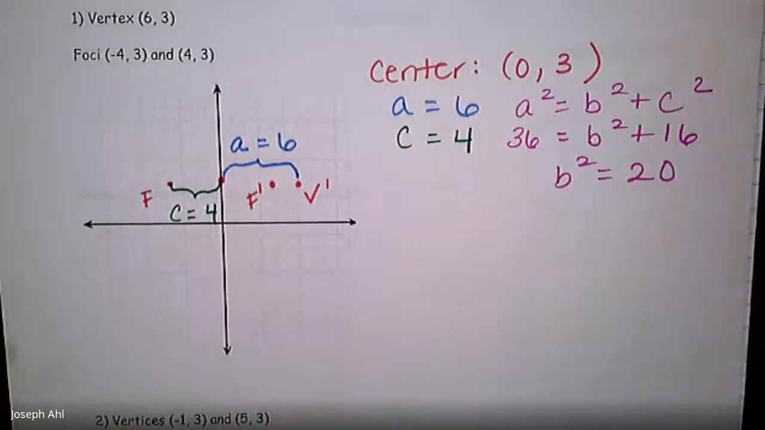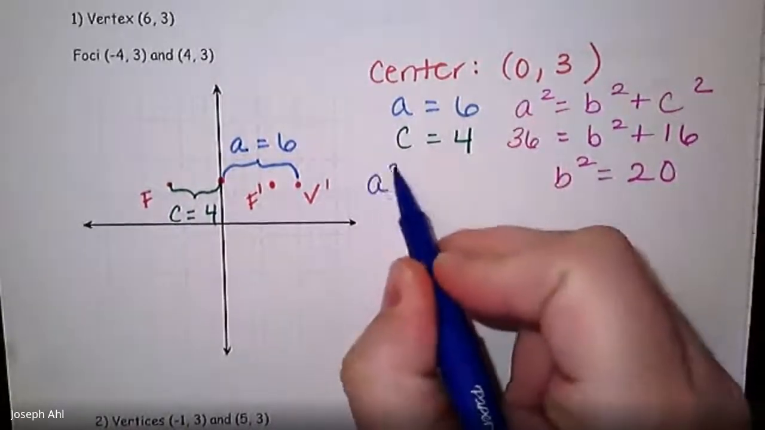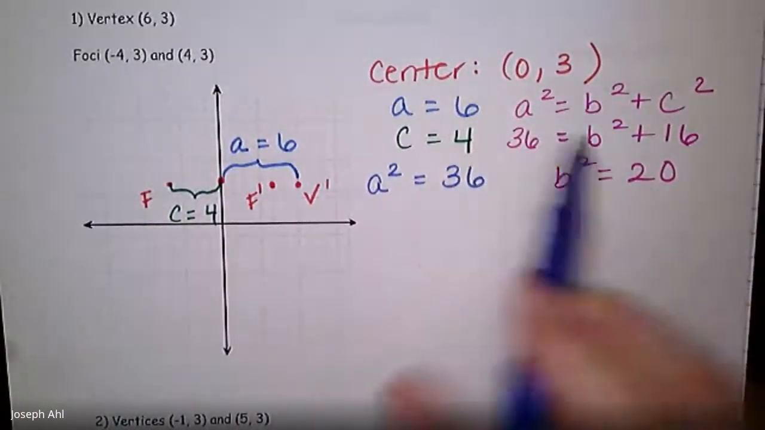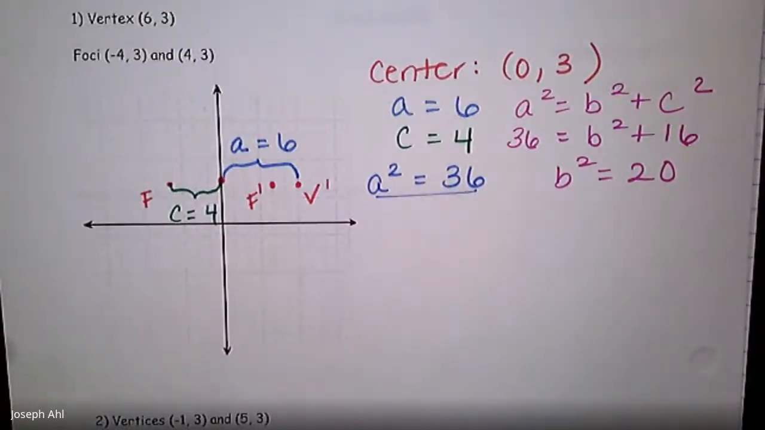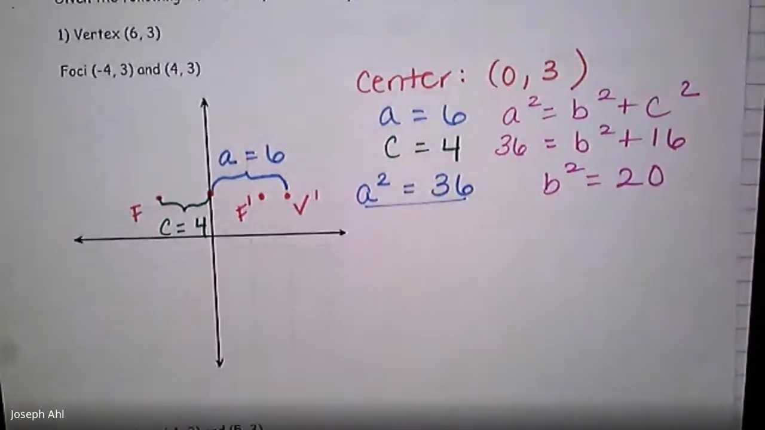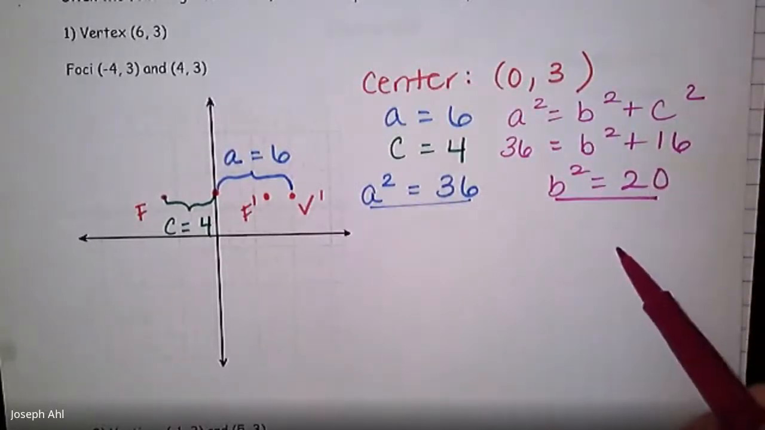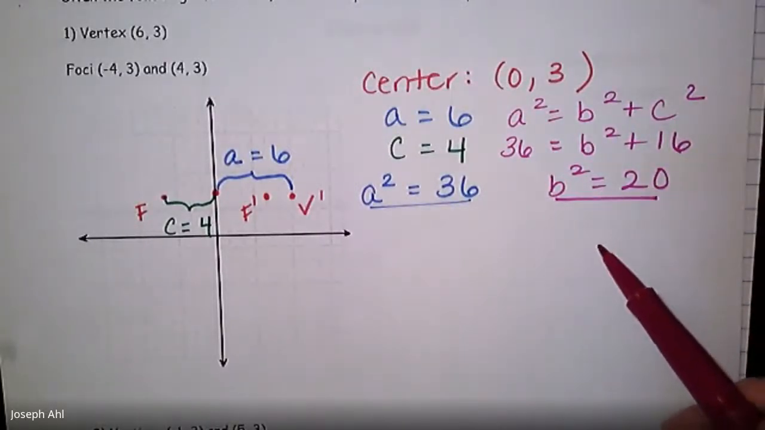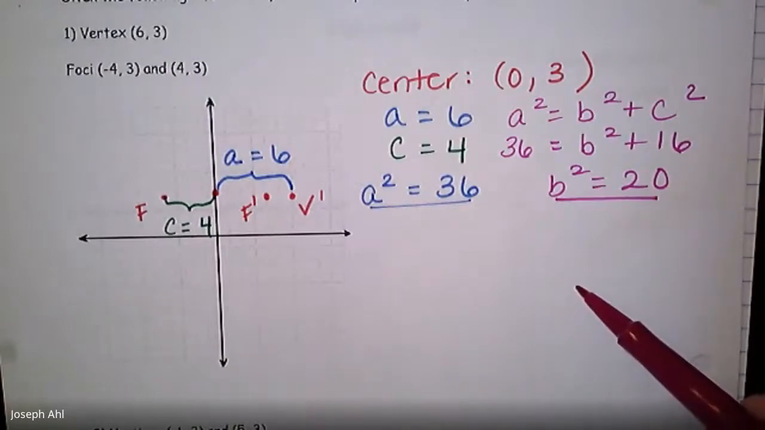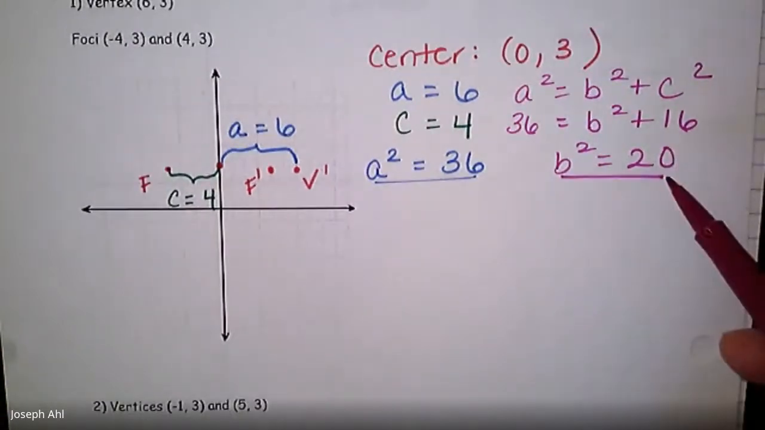But remember, we actually aren't even concerned about what a and b are. We really want to know what a squared and b squared equal, because that's what's going to get plugged into the denominators. So although you could write b equals radical 20, you're just going to square it again anyway to put it into the equation. So I'm going to leave it as b squared equals 20.